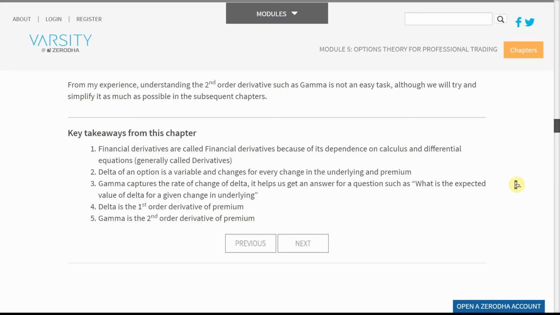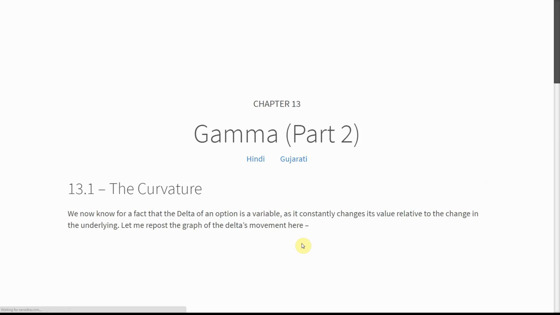38 responses to Gamma, Part 1. NARSIMHA, June 19, 2015 at 9:01 a.m. Sir, how to draw volume chart. What is pattern recognition and it's not?